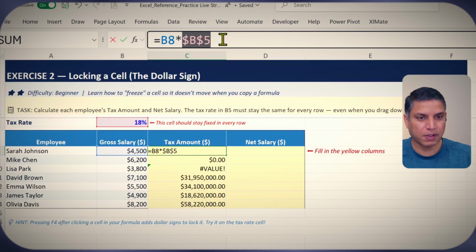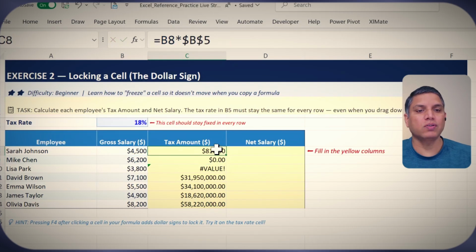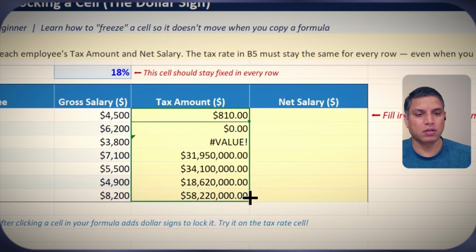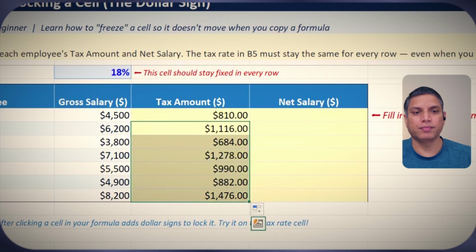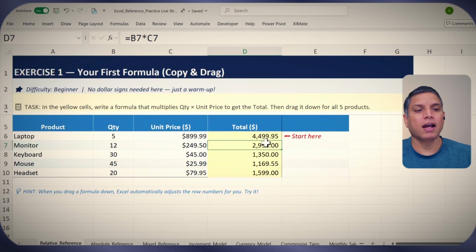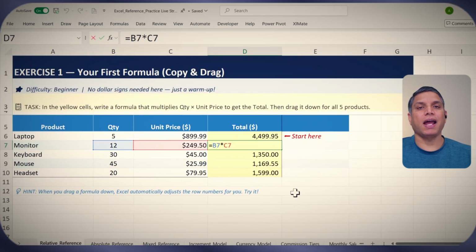And if we press Enter, then you can drag it down and your formulas are working properly. Because without the dollar, how does Excel think? Excel thinks that the formula means B7 multiplied by C7. But that is how you think.